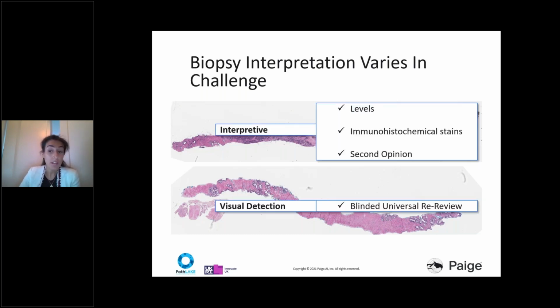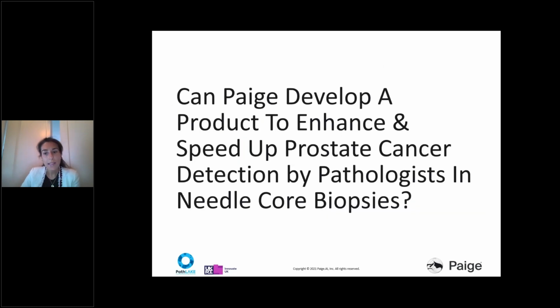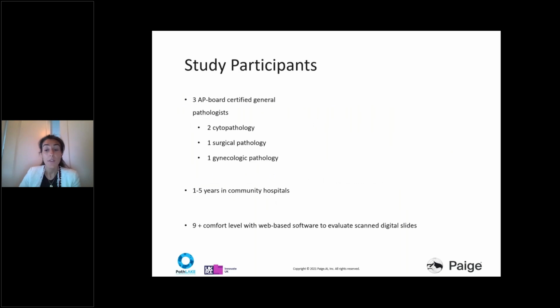There are tools that the pathologist has access to in the first instance. Levels and consensus opinions really are the most effective in this largely interpretive task. But in the second instance, a task of pure visual detection, blinded universal re-review of negative cores is really the only current way to address the challenge. But realistically, this is time-consuming, potentially costly, and just as error-prone. So we ask, can we develop a product to enhance and speed up prostate cancer detection by pathologists in needle core biopsies? The study involved 3 AP board-certified pathologists, all with fellowship training, but none in GU.